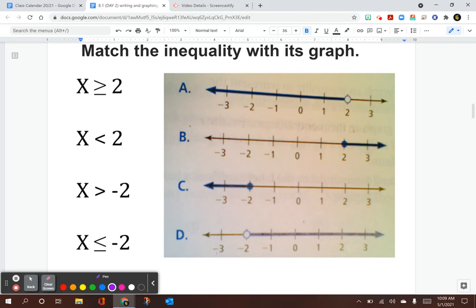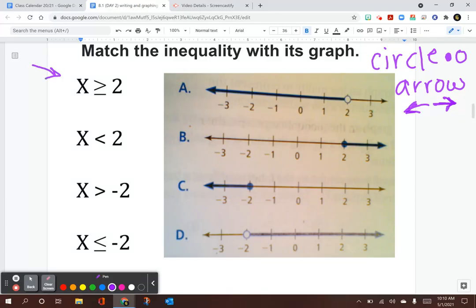Remember, graphs always start at some kind of a number on the number line. Graphs have some kind of a circle, whether it's an open circle like A or D, or a closed circle like graph B and C. And then we always have some kind of an arrow, and our arrows either travel left or right, depending on the direction of our answers. So, circle closed or open, arrow left or right. Each of these inequalities matches a graph. Let's see if you can match them up.